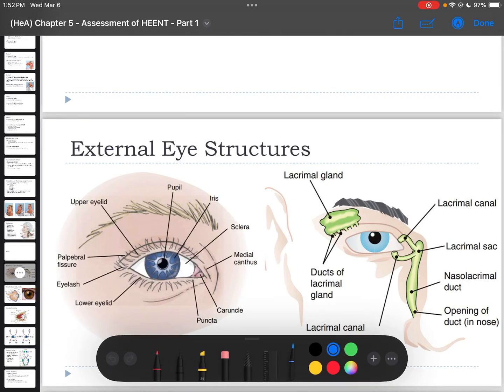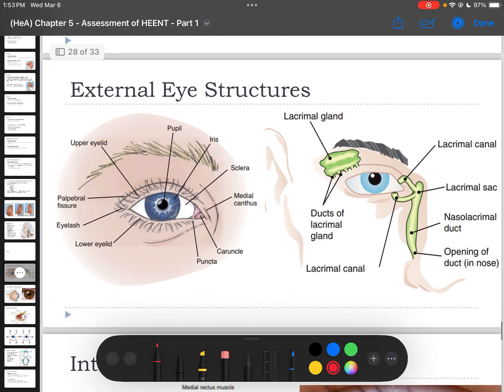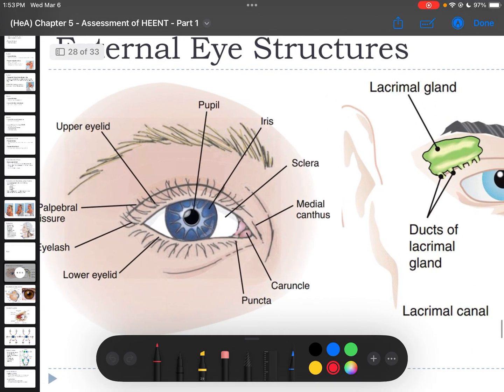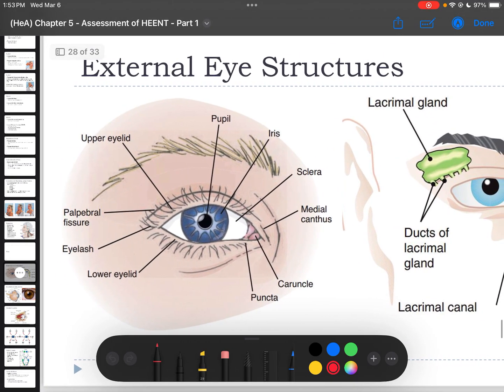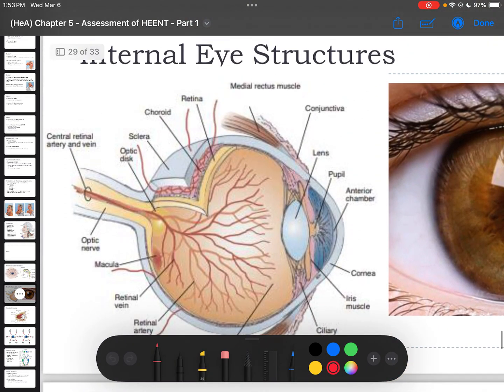Okay, so today we will tackle the anatomy of the eye. So first we will start with our external eye structures. First among our external eye structures is actually seen here.